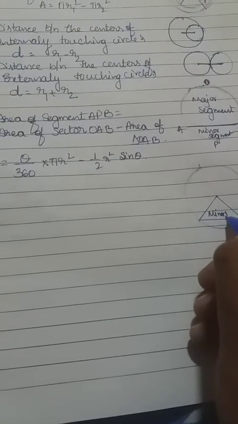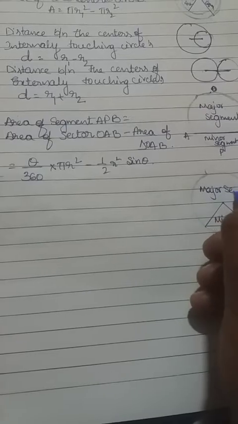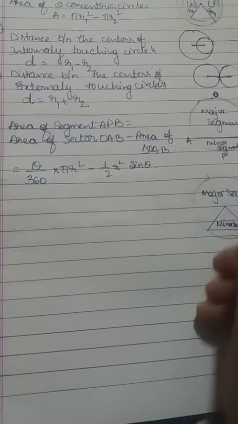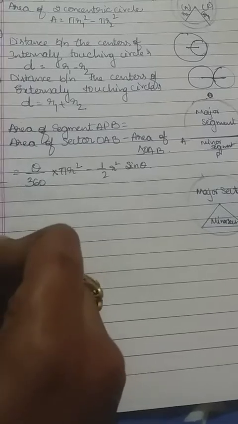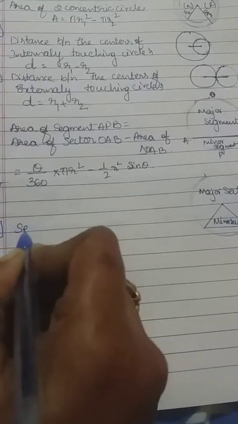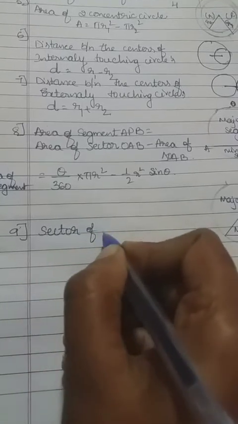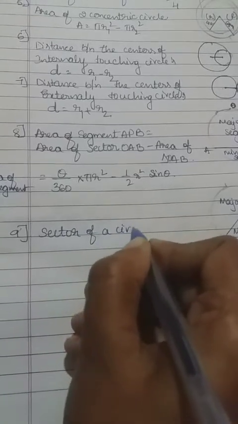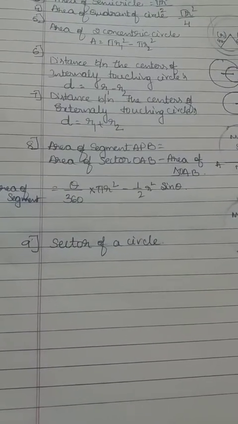Next we have to move to the sector of a circle. Here we can take this as a minor sector and this as a major sector. So the next thing is a sector of a circle. Let us know the formula for the sector of a circle.